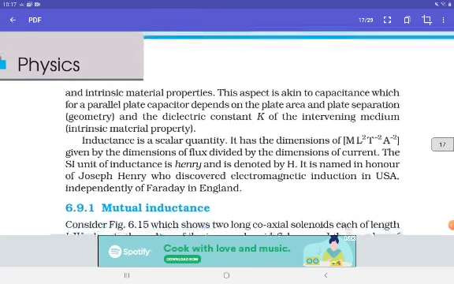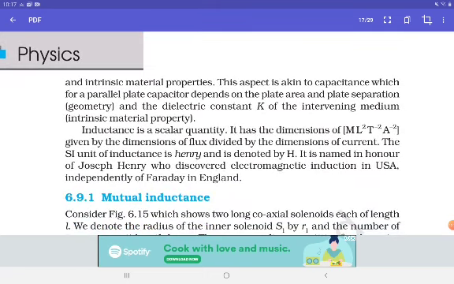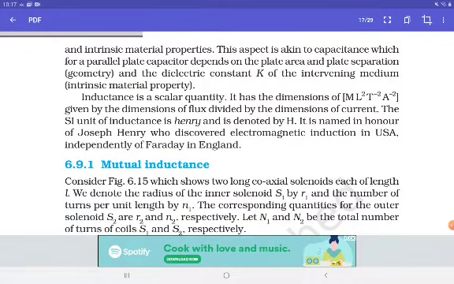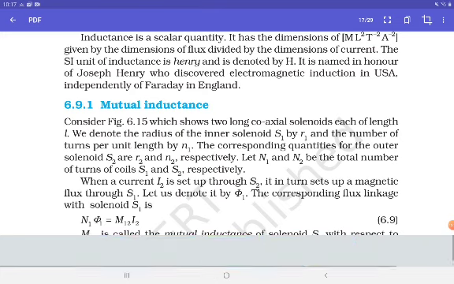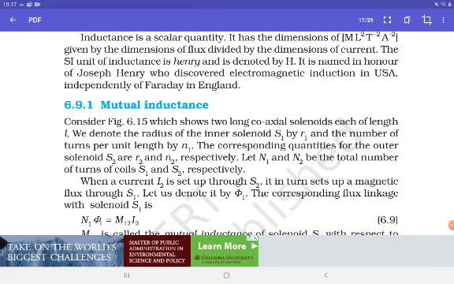We shall see that the inductance depends only on the geometry of the coil and intrinsic material properties. This aspect is akin to capacitance, which for a parallel plate capacitor depends on the plate area, plate separation and the dielectric constant K of the intervening medium. Inductance is a scalar quantity. It has the dimension of M L squared T to the minus 2 A to the minus 2, given by the dimensions of flux divided by the dimensions of current. The SI unit of inductance is Henry, denoted by H. It is named in honor of Joseph Henry, who discovered electromagnetic induction in the USA, independently of Faraday in England.